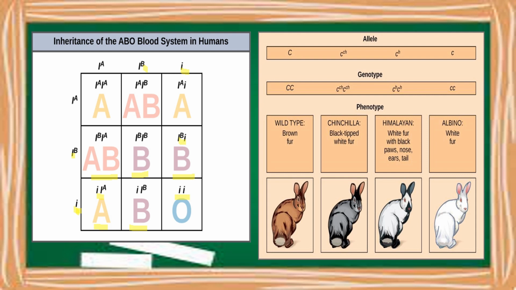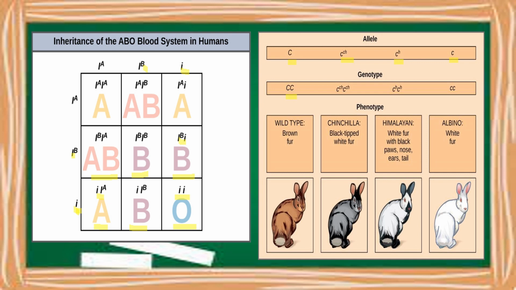Next, ang allele sa rabbit is C, C^ch, and C^h and small c. So here, kung i-crossbreed na, kung ang allele niya is capital C, it will have a wild type brown fur na rabbit.